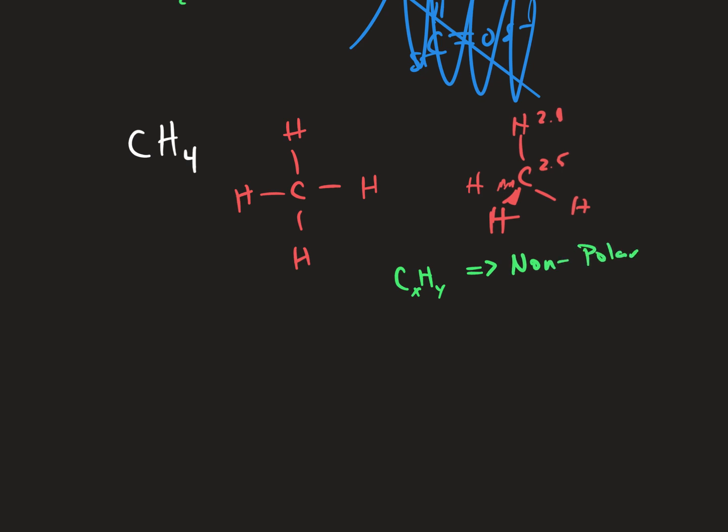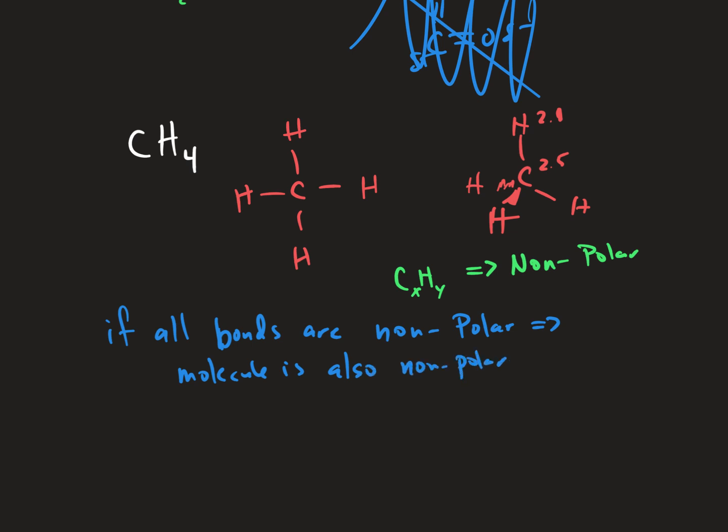If all of the bonds are nonpolar, that makes this a nonpolar molecule. But if all of the bonds are polar, that does not make it a polar molecule. You with me? Maybe we should write that down. If all bonds are nonpolar, then the molecule is also nonpolar. But the flip-flop is not true. Just like in that example with carbon dioxide. It had polar bonds, no nonpolar bonds, but it was a nonpolar molecule. So we have to do the line test.